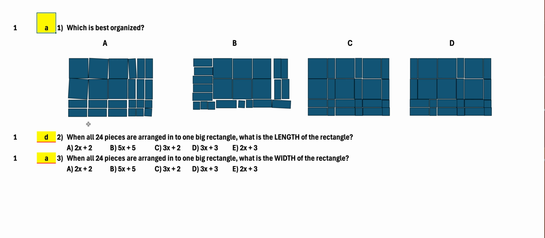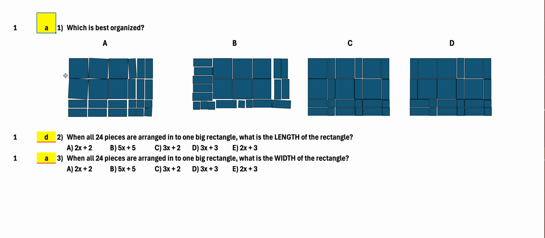So there's A. And when all 24 pieces are arranged into one big rectangle, what is the length of that rectangle? Well, from here to here, it's X. Here to here, X. Here to here, X. Here to here, 1. Here to here, 1. Here to here, 1. So that's X plus X plus X plus 1 plus 1 plus 1, or 3X plus 3 on this side. And so there it is. That's probably D.